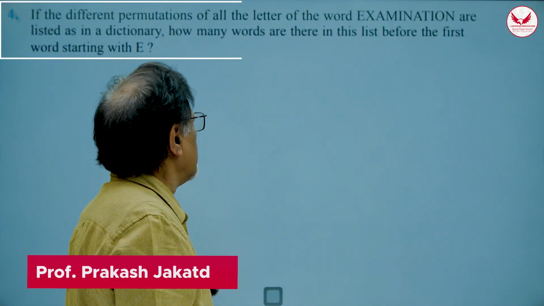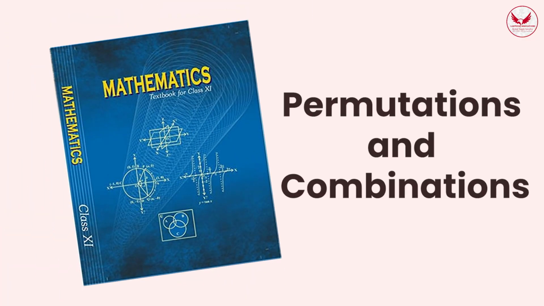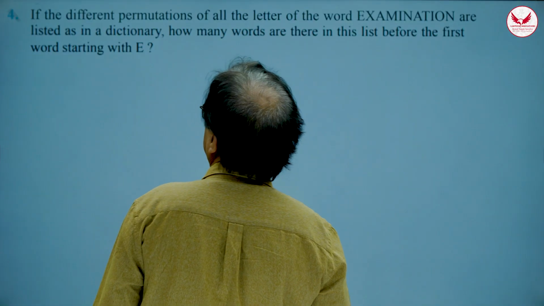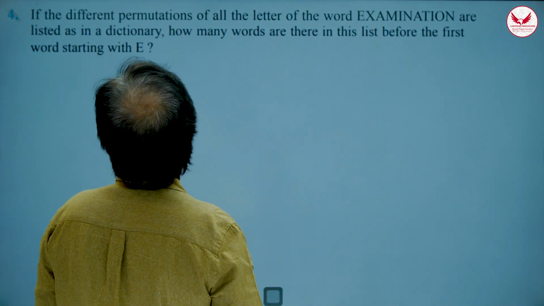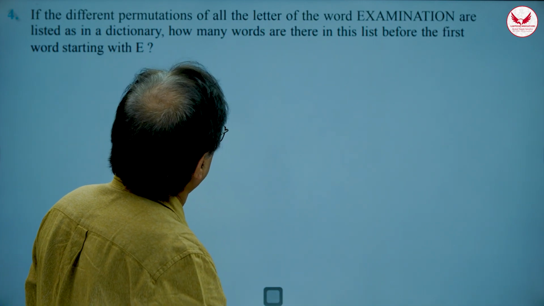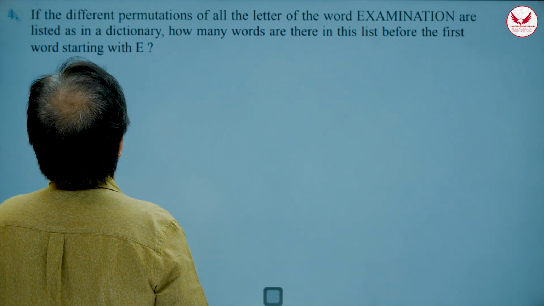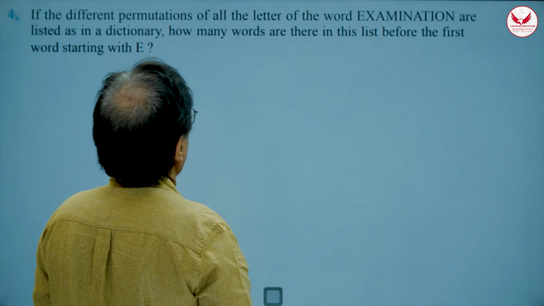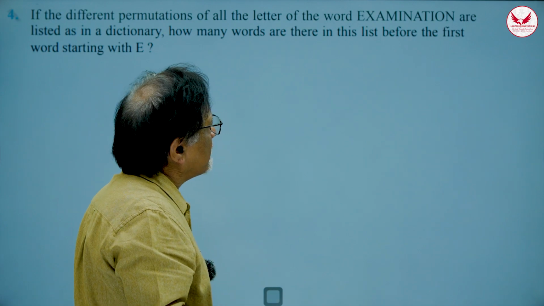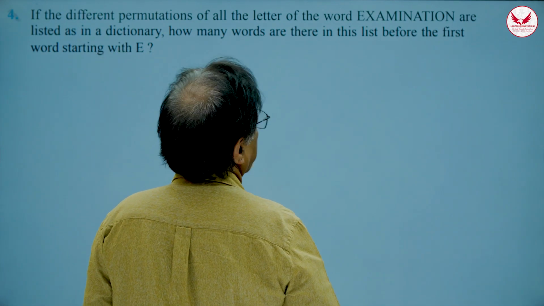Students, let us now solve problem number 4 from the miscellaneous exercise of the NCERT book. The topic is permutation and combination. Now the problem reads like this: If the different permutations of all the letters of the word EXAMINATION are listed as in a dictionary, how many words are there in this list before the first word starting with E appears?